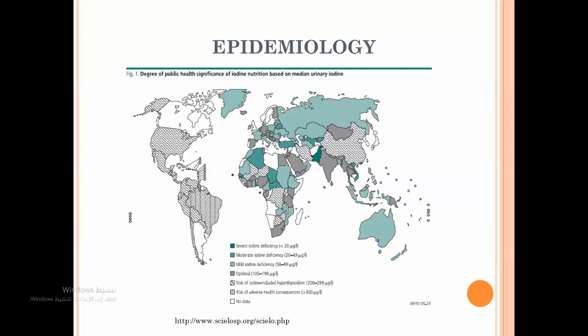the iodine deficiency. It depends on the position of the country beside the sea or away from the sea. We see some countries have an optimal iodine supply or status, but we have some other countries with severe, moderate, or mild iodine deficiency.